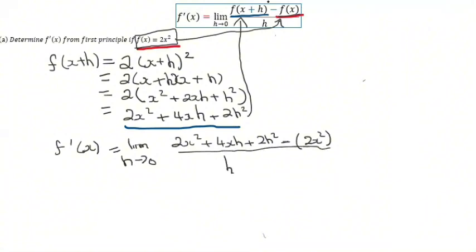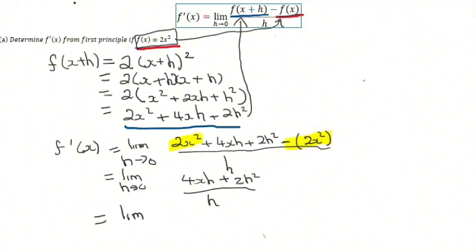So once you're in this equation, you just carry on with this limit as h approaches 0. Now it's time for you to simplify. But look at this, there's something interesting here. This 2x squared and this minus 2x squared can cancel one another, and we will be left with nothing else but 4xh plus 2h squared divided by h. Let's proceed. So we're going to be left with this limit as h approaches 0.